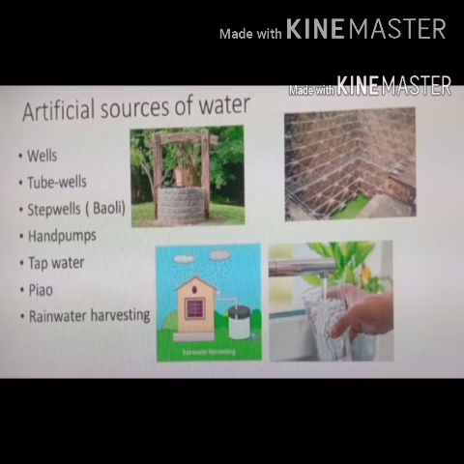But for the artificial sources of water, we look into the things which are modified with the involvement of human beings and can be utilized according to their requirements. These artificial sources of water could be wells, tube wells, step wells, we call it Bauli also, hand pumps, tap water, piao, or rainwater harvesting. So today in detail, we will see how we get underground water.